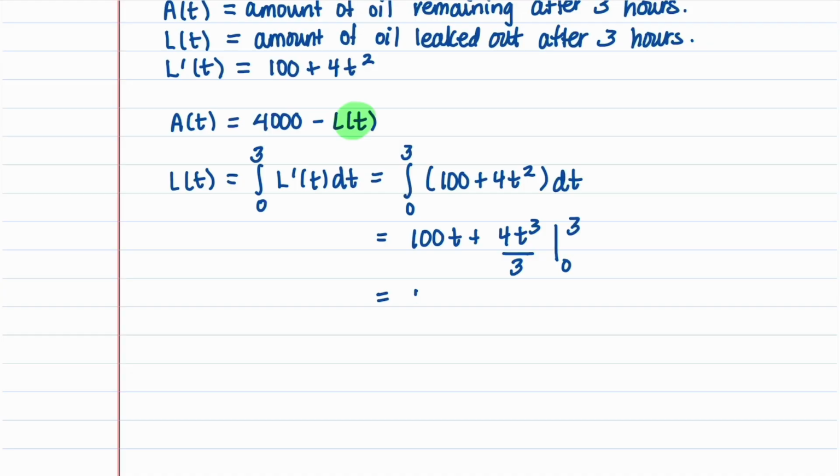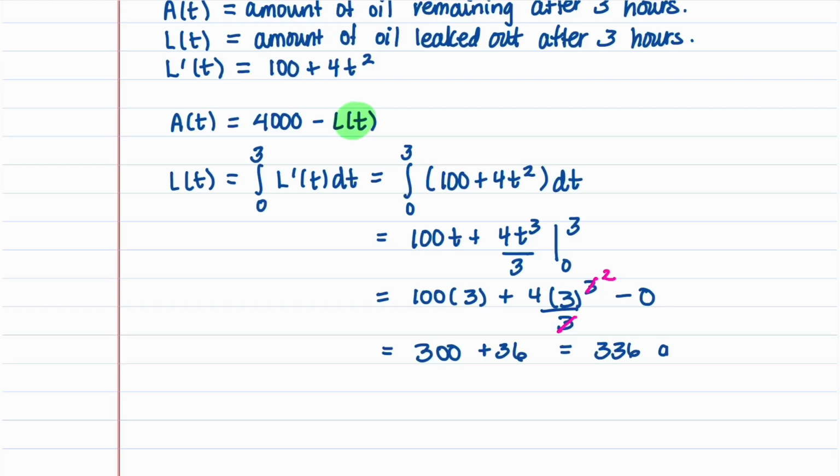This gives us 100 times 3 plus 4 times 3 cubed divided by 3 minus 0. So this is 300. It looks like we can cancel in this next term one of our 3's out. So we had 3 cubed. We can make that 3 squared and divide by 3. So we just have 4 times 3 squared. That's 4 times 9, which is 36. So we're going to add 36. And this gives us 336 gallons.